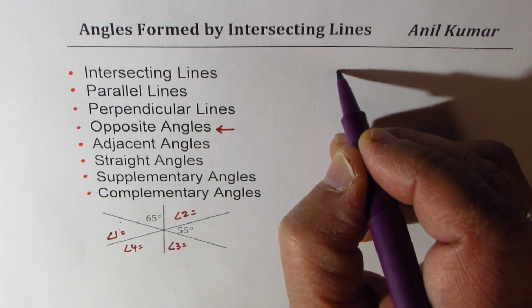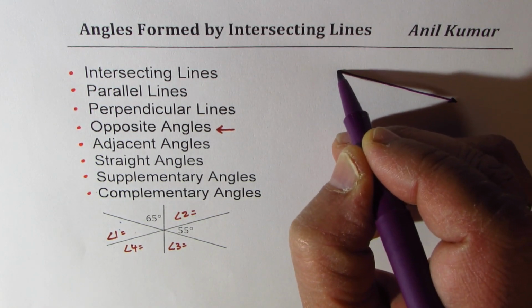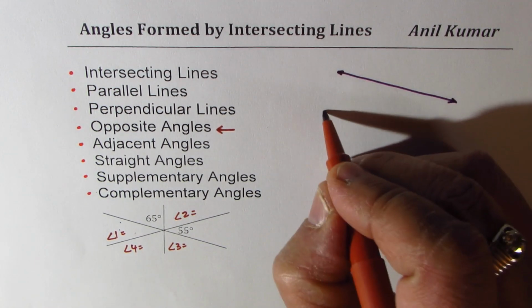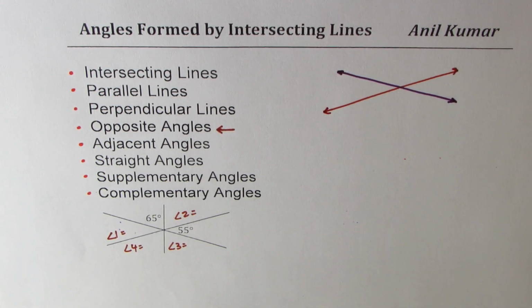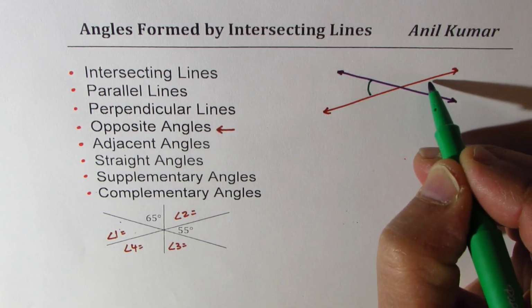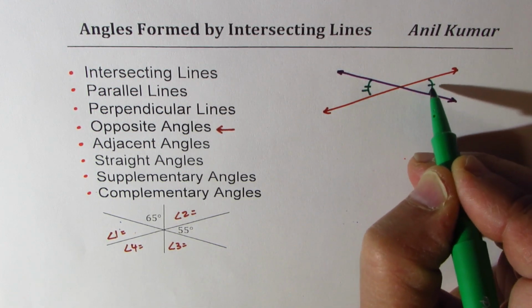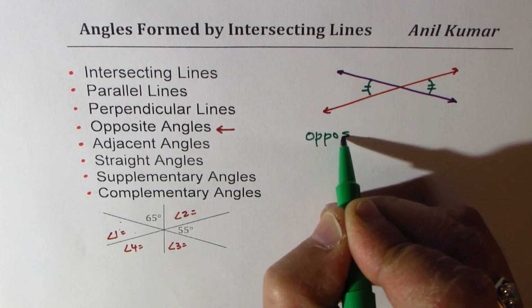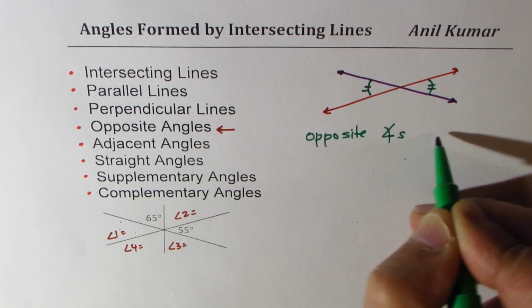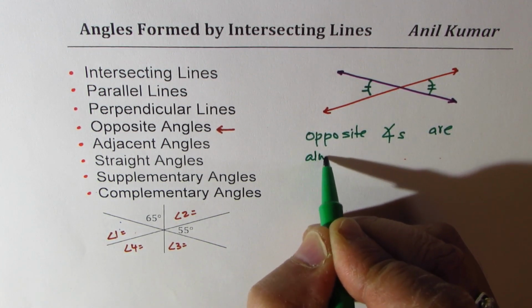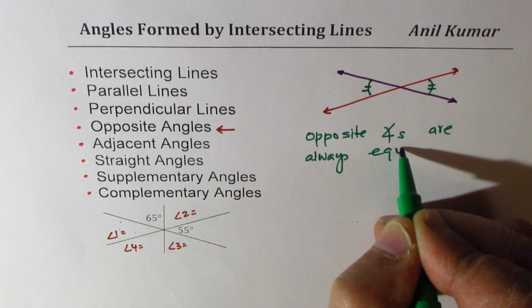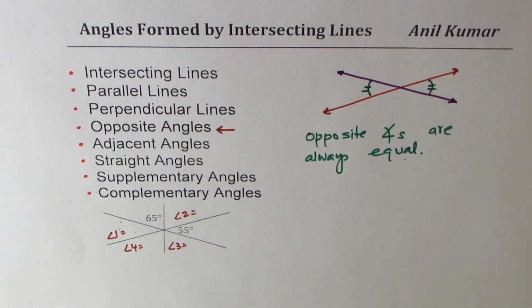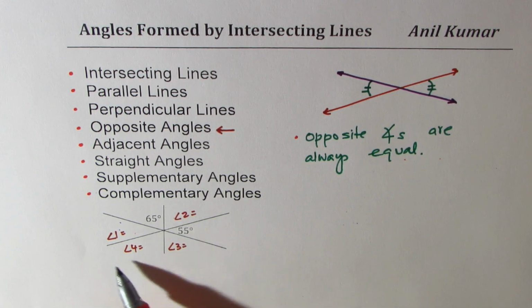So what you noticed earlier is that if I have a set of intersecting lines, then we do get a pair of opposite angles. Now these angles are equal. So let me write down. Opposite angles are always equal. Now that will help you to answer this question without any problems, right? So I hope that makes sense.